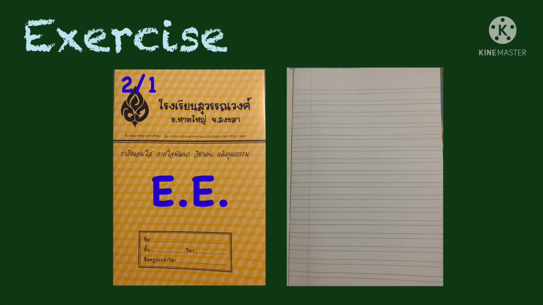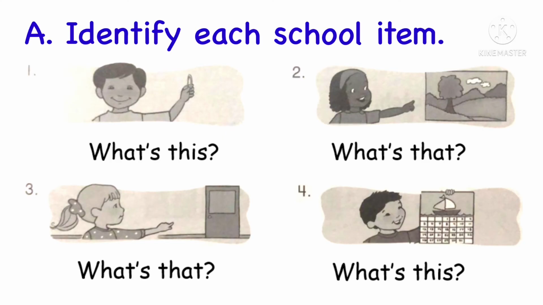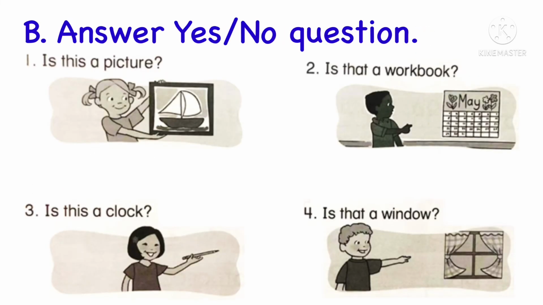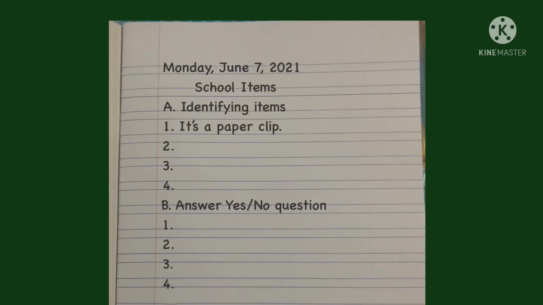For your exercise, write in your notebook. Letter A. Identify each school item. Letter B. Answer yes, no question. Look and follow this example.